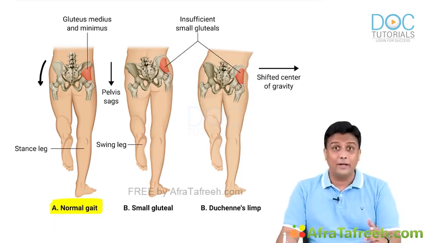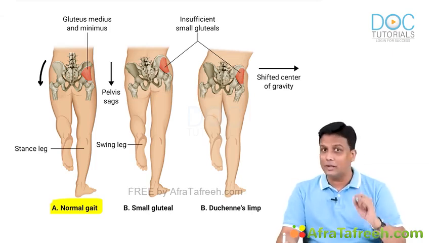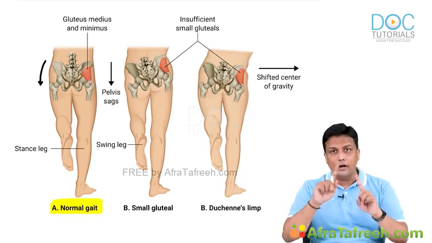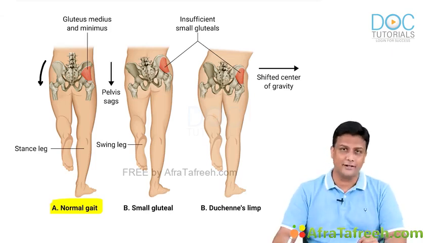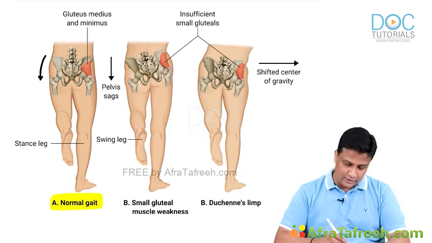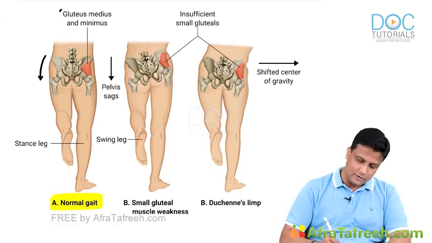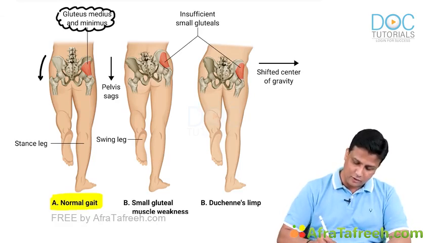So therefore, what is happening in normal people like you and me right now? In normal people like you and me, what is going to happen? The contralateral side, the opposite side, that's extremely important. On the opposite side, that is your contralateral side, you have got gluteus medius and minimus. These two muscles will contract.